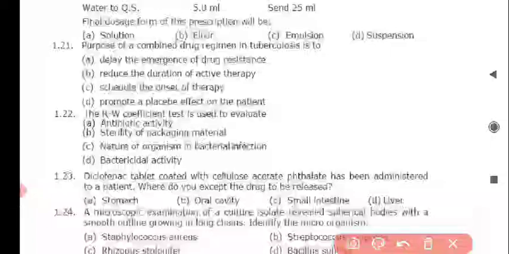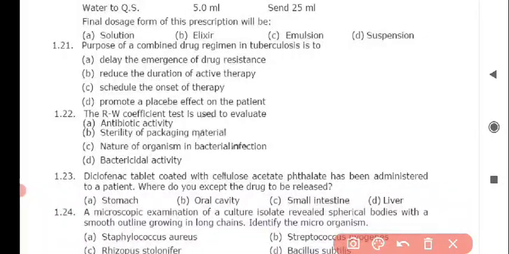Next question is, purpose of a combined drug regimen in tuberculosis is to, so the correct answer is option A, delay the emergence of drug resistance. Next question is, the Rideal-Walker coefficient test is used to evaluate, so the correct answer is option D, bactericidal activity.